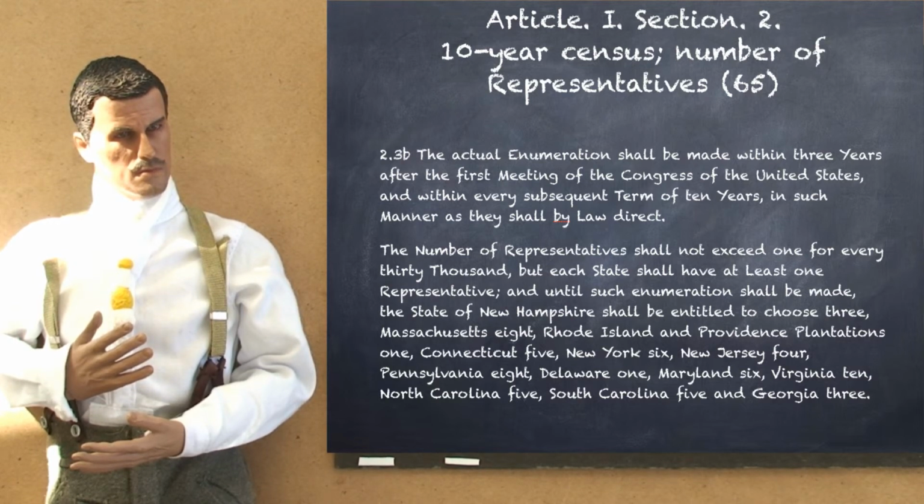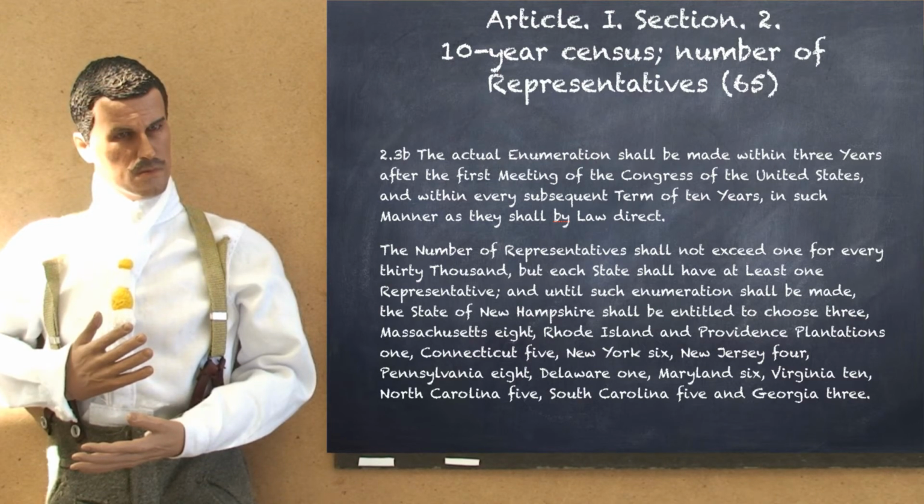So I'll continue on here with the second part of this. It says the number of representatives shall not exceed one for every 30,000. But each state shall have at least one representative. So you can see that they limited the number of reps at this point to one for every 30,000. But every state, even if there were less than 30,000 citizens, or persons, in one state, would still get at least one.